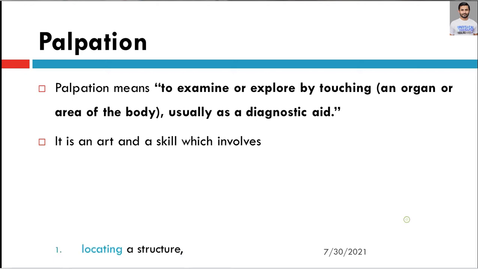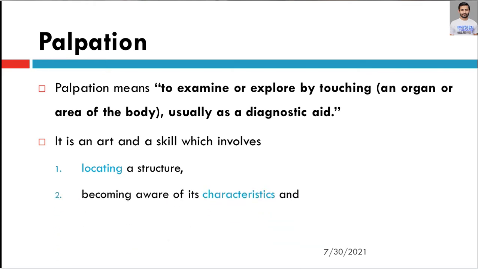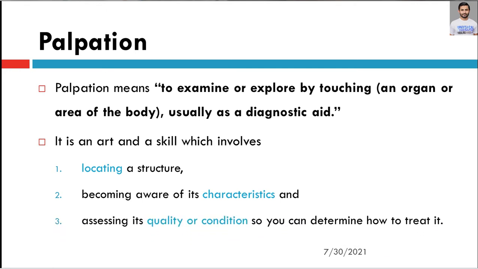It is an art and skill which involves locating a structure. You need to find out where the structure is, becoming aware of its characteristics, what type of tissue you want to palpate, and assessing its quality or condition so you can determine how to treat it. Sometimes if there is inflammation, you can find signs of inflammation, edema, tenderness, pain and things like that. But in normal healthy tissue, you won't find such things. And if there's pain, of course there will be accompanying myospasm, which means that the muscles will be taut and very hard to palpate.